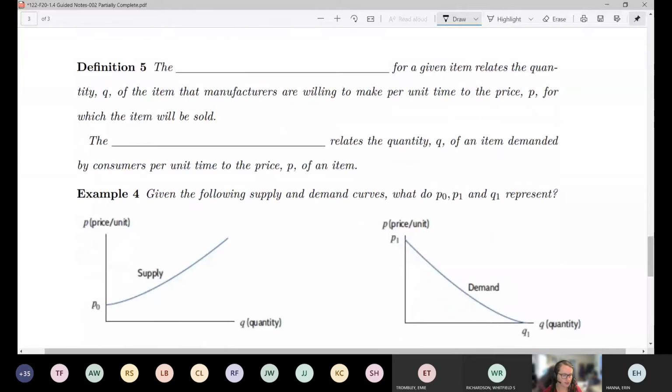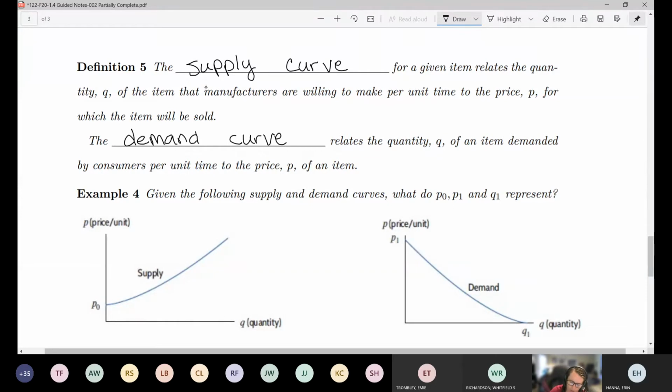So, somewhat different idea. The supply curve, for a given item, relates the quantity Q of an item that manufacturers are willing to make per unit time to the price P for which the item is sold. Now let me finish writing out the second definition, and then I'll try to say this in slightly more general English terms, or maybe easier to understand English terms, because that piece of willing to make per unit time per the price can get a little involved. But anyway, the demand curve relates the quantity Q of an item demanded by consumers per unit time to the price P of an item.